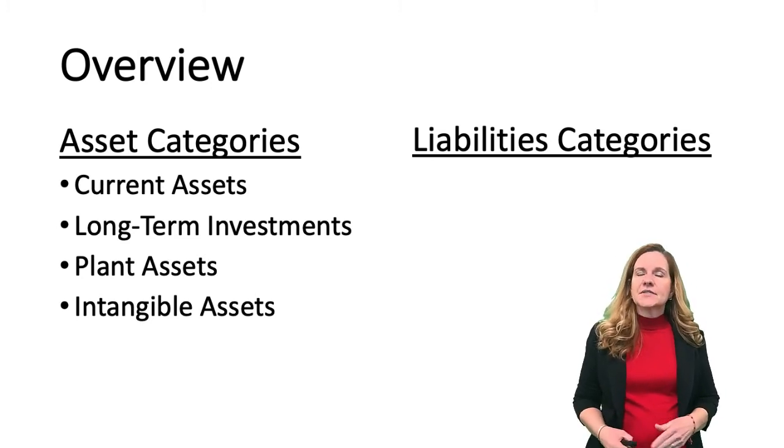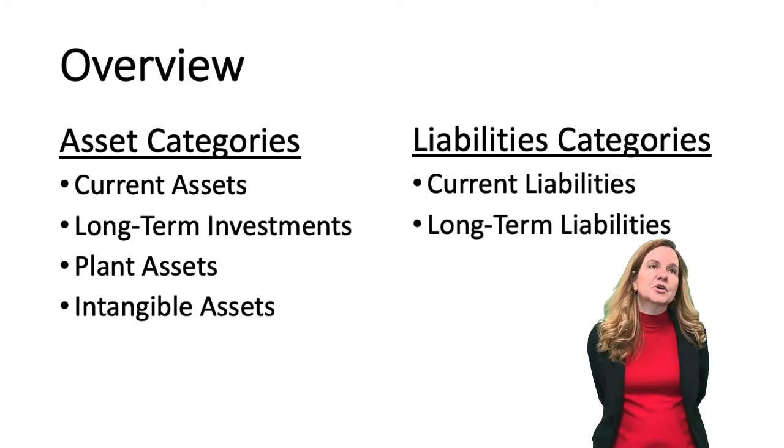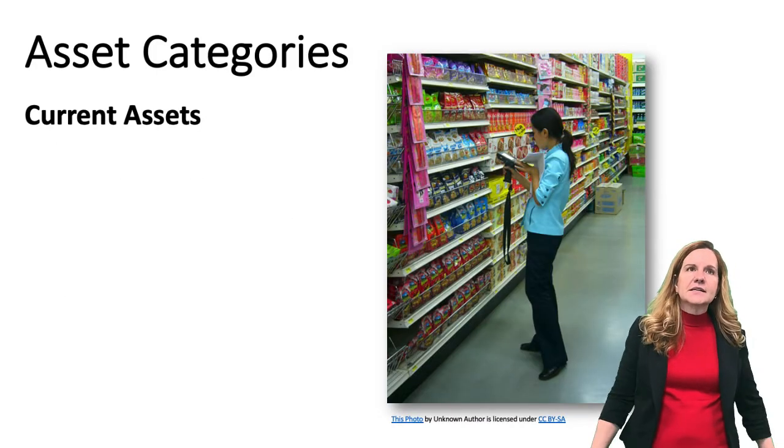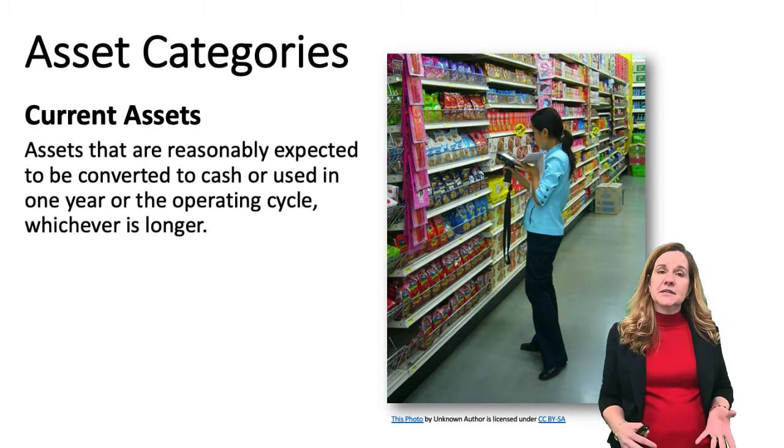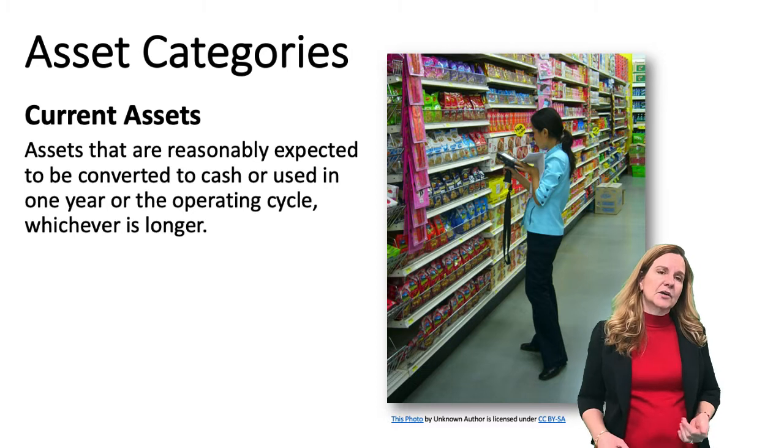For the liability side, there are just 2. Current liabilities and long-term liabilities. Current assets are assets that are expected to be converted to cash or used up within 1 year or the operating cycle, whichever is longer.